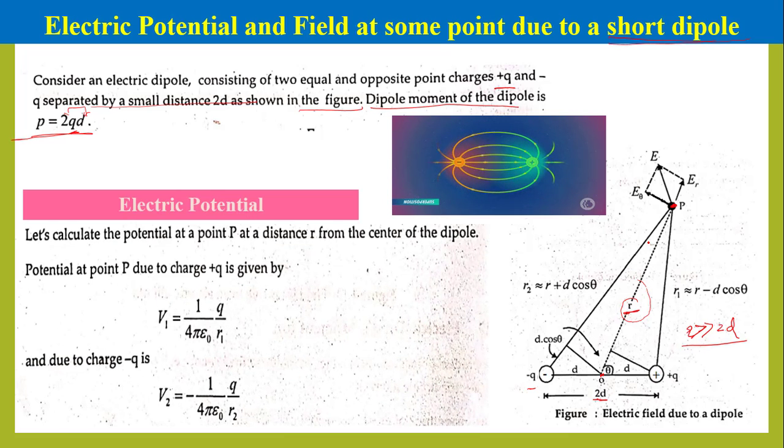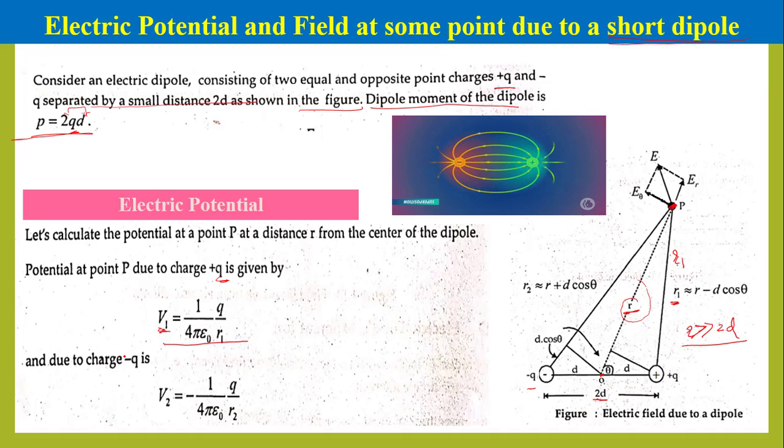So the potential calculation is very simple. At this point P, how much is the electric potential due to plus q charge? So that is very simple. This point is at a distance r1 from the plus q charge. This distance of the plus q charge from this point P, let us consider, is r1. So therefore we can calculate the potential at this point P due to this plus q charge, and let us denote it by V1. So this potential is 1 over 4 pi epsilon naught, q over r1. So this is the potential at this point P due to this charge plus q.